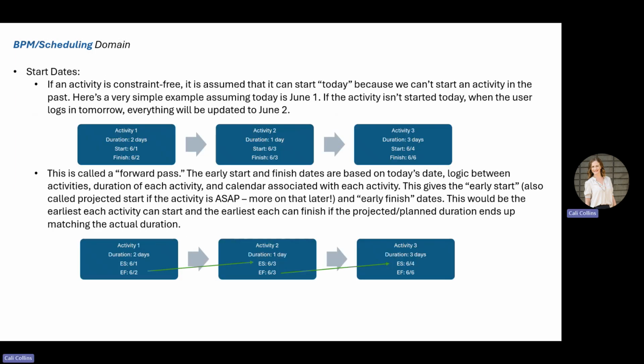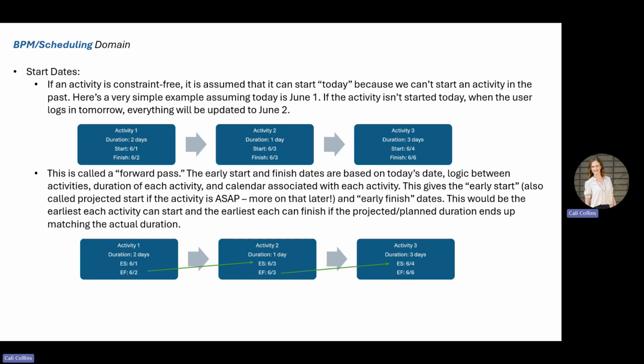So now let's start getting into some of the calculations here. We're going to start pretty high level and simple, and we will dive into some more nuances of really how you can make this work for your different use cases. So let's start with start dates. If an activity is constraint free, that means it has no unfinished activities before it, or just no activities at all before it, it is assumed that it can start today.